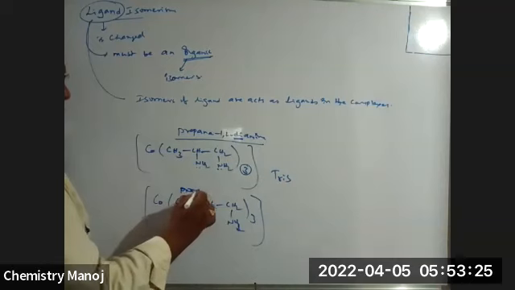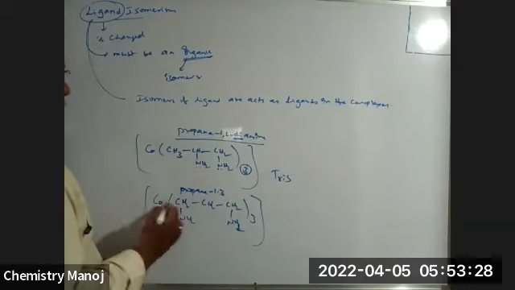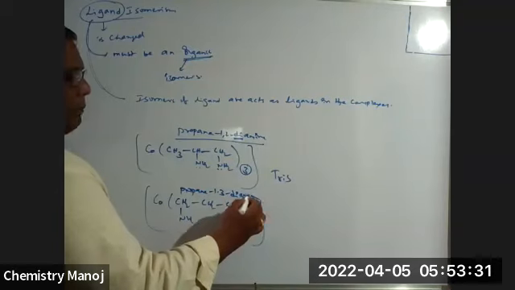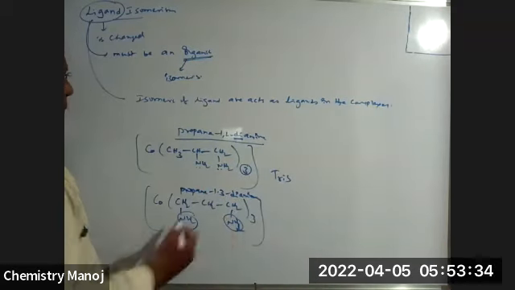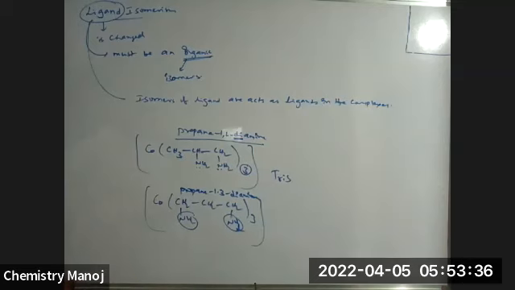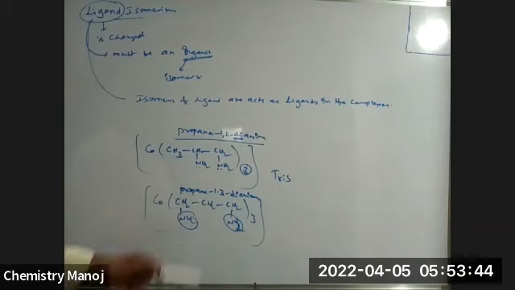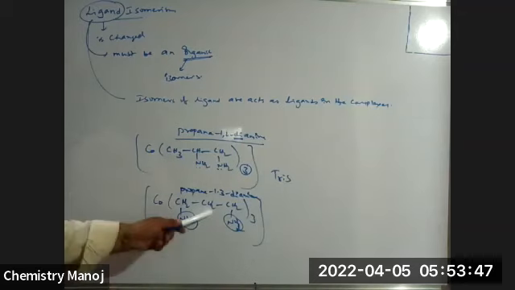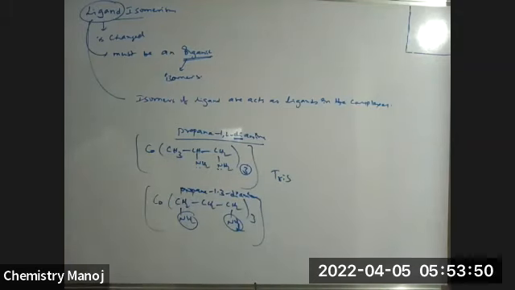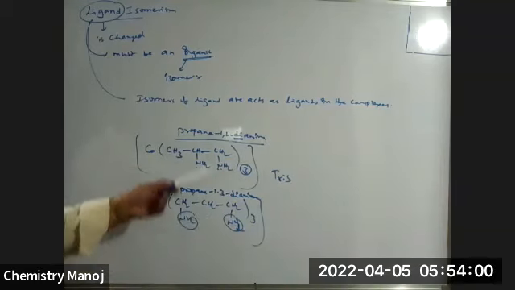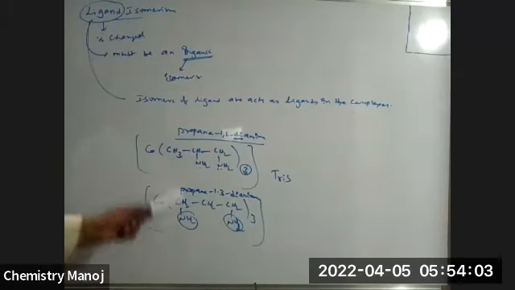Check once. It is propane-1,3-diamine, correct? Here propane-1,2-diamine, here propane-1,3-diamine. These two are organic isomers or not? Position isomers, correct or not? In organic chemistry, these two ligands are considered as position isomers. Those isomers act as ligands in this complex. Even though formula is same, ligands are changed.